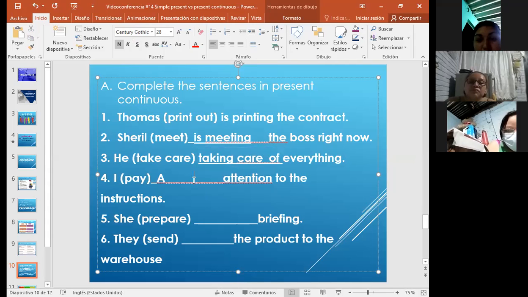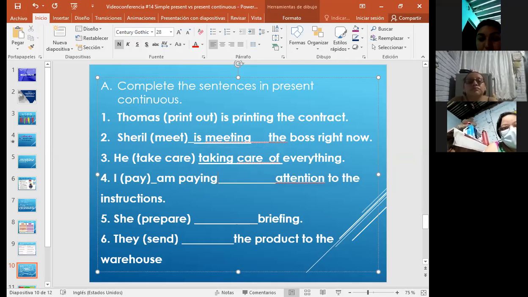Number four, I pay attention to the instruction. I am paying attention to the instructions. Okay, I'm paying attention to the instructions. Sería I'm paying attention to the instructions.